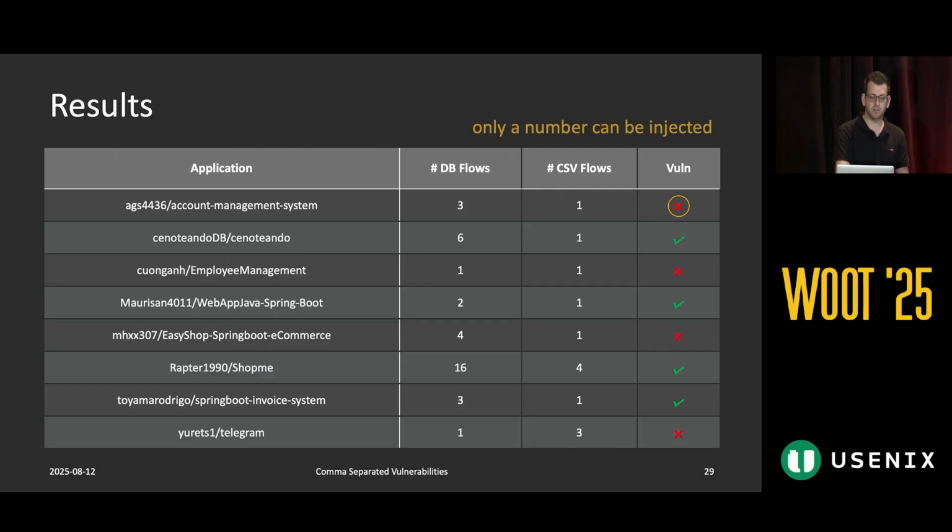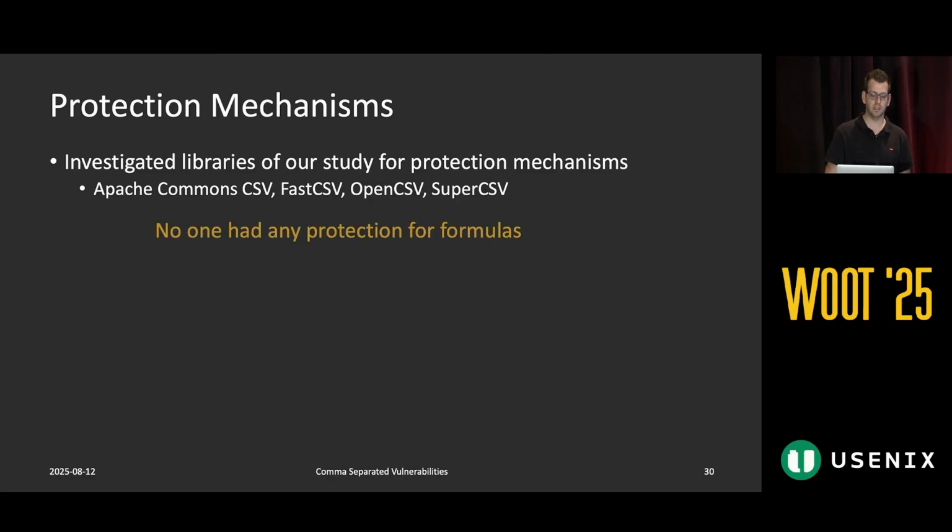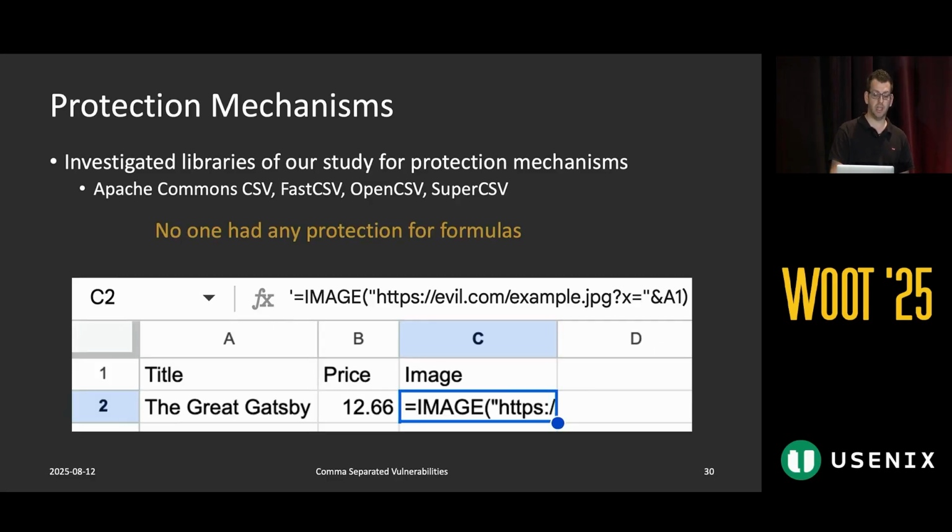Lastly, we investigated if there are some protection mechanisms against it. So as previously mentioned, the 4 libraries, we investigated for some protection mechanism, and surprisingly there are none. And here you see how such a mitigation could look like. This is if you open a CSV file in Google Spreadsheets, then there is this leading apostrophe to escape the formulas, and therefore Google Spreadsheets will not execute this formula.